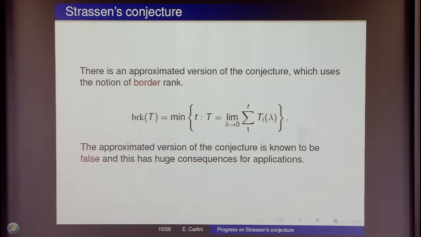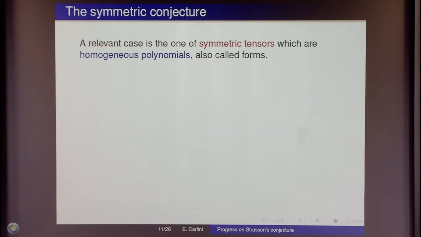And the conjecture, in this case, is known to be false. So if you look at border ranks, the border rank of the sum can be smaller. And this is important because discovering that it can be smaller allows you to construct faster, more efficient algorithms, requiring fewer elementary operations. And there is also another version of the conjecture, which we can call the symmetric conjecture.